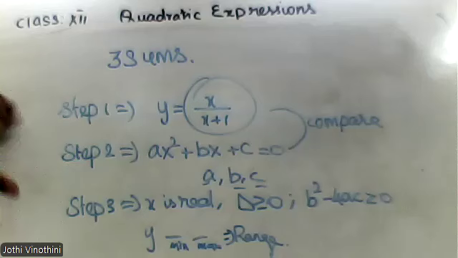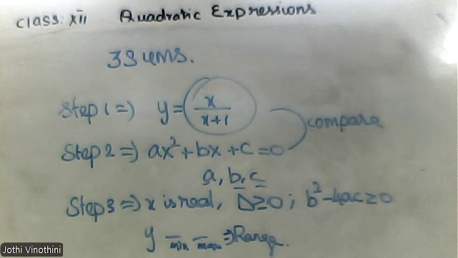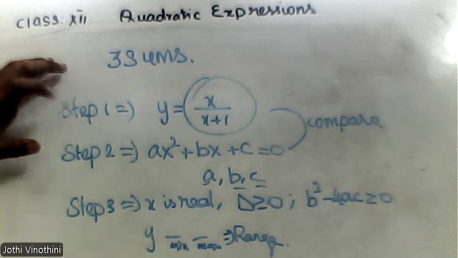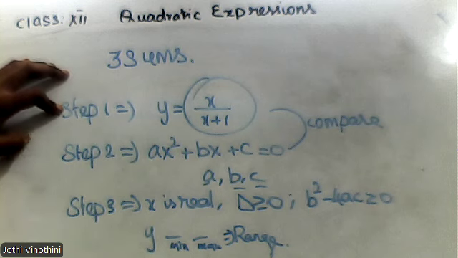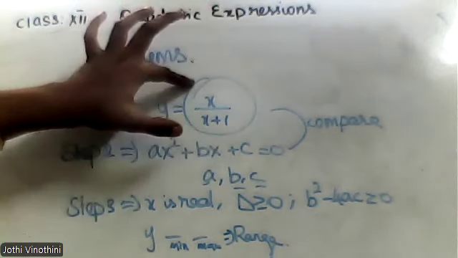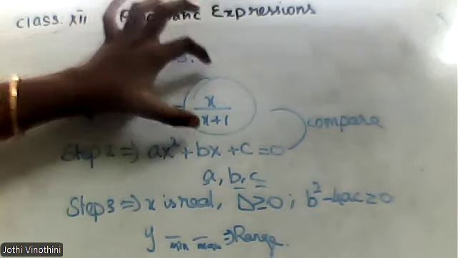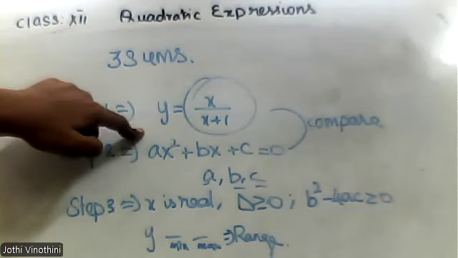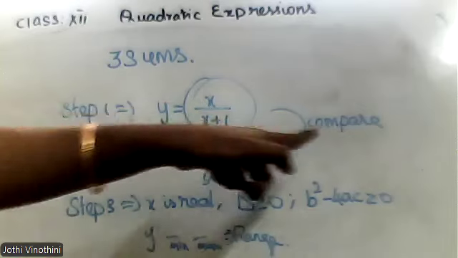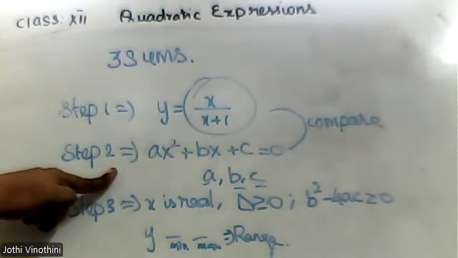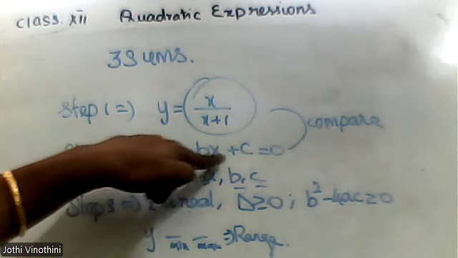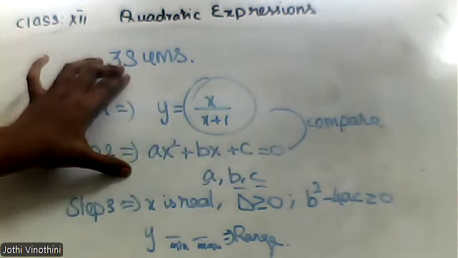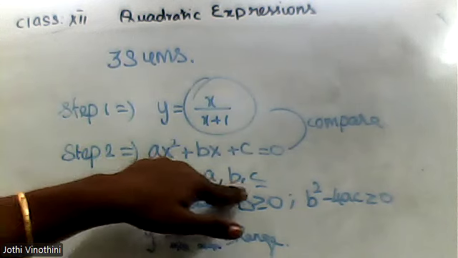Here, only three simple steps. If you are provided with a question saying x is real and you have to find the range of the quadratic expression, then in step 1 you equate the expression to y, whatever the expression may be. Here x by x plus 1 is an example. You solve and simplify this equation and compare it with the standard quadratic equation, that is ax squared plus bx plus c. While comparing this, we can find the values of a, b, c.